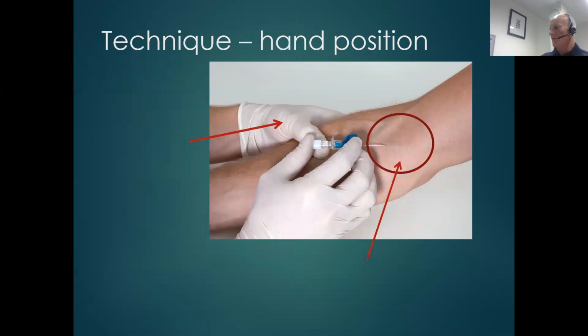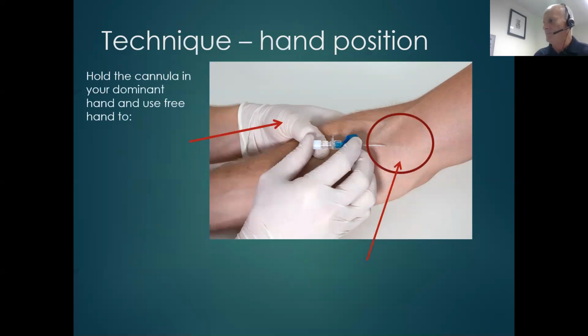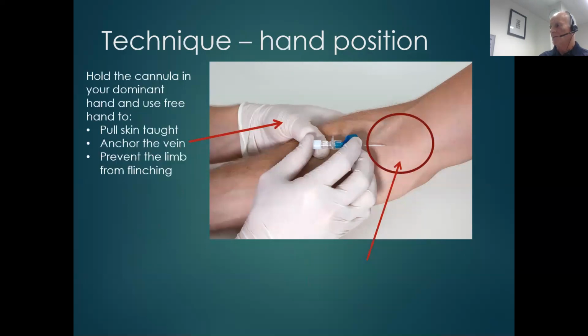Okay, as we can see there, we've picked our site. We're holding, and we'll go through this technique here. Hold the cannula in the dominant hand and use your free hand to pull skin tight or taut. Anchor the vein, so we want to keep it nice and still. Prevent the limb from flinching. Discussion, communication with your patient is paramount. Do not retouch any area.